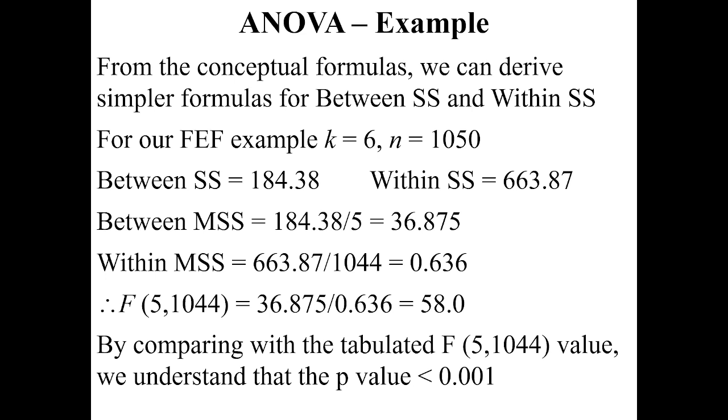The between mean sum of squares is 184.38 divided by the degrees of freedom 5, that is 6 minus 1, which gives 36.875. The within group mean sum of squares is 663.87 divided by 1050 minus 6, or 1044, which is 0.636. Now, what is the ratio test statistic? It is the between mean sum of squares divided by the within mean sum of squares.